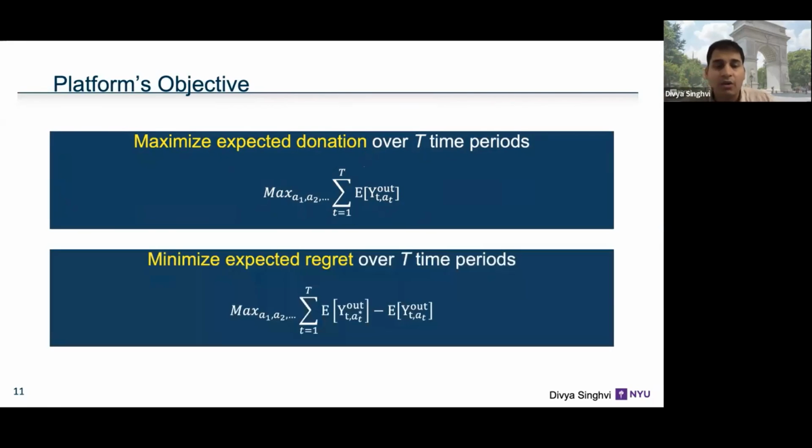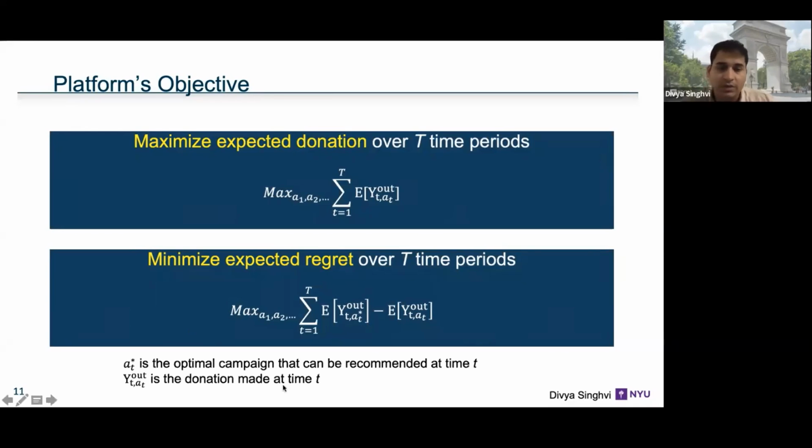Equivalently, this can also be written as minimizing expected regret. This is a classical notion that is often studied in the bandit literature, which tries to compare the donations that are being made by our policy versus the policy of the platform, who exactly knows all the parameters and is always going to optimize or maximize donations. So just in terms of notation, A_T star is the optimal campaign that can be recommended, and Y is the outcome, or the donation that we have observed.